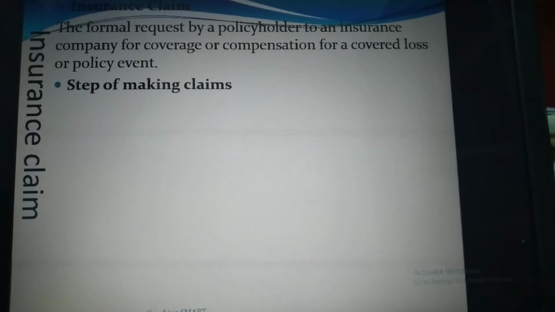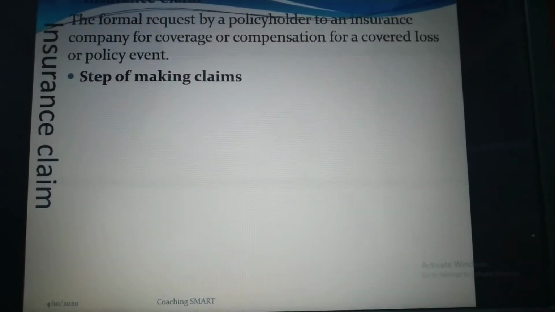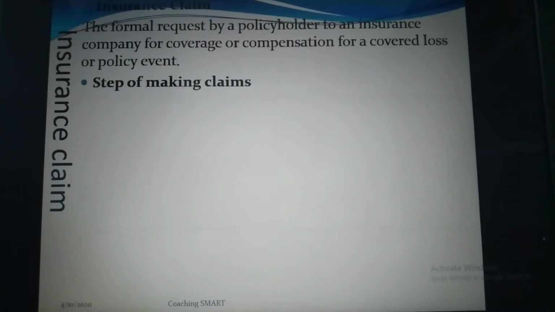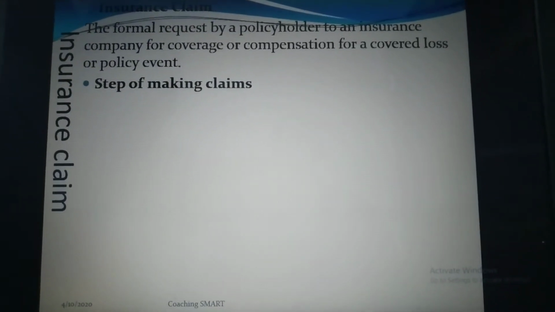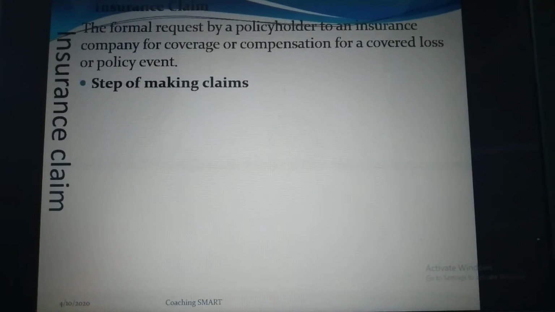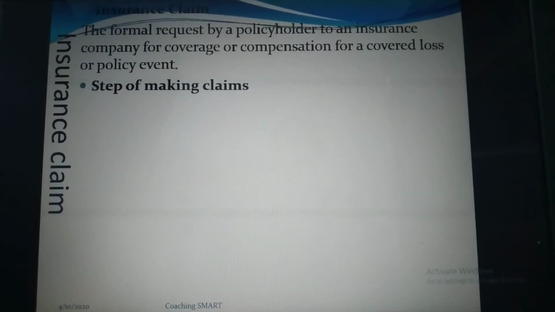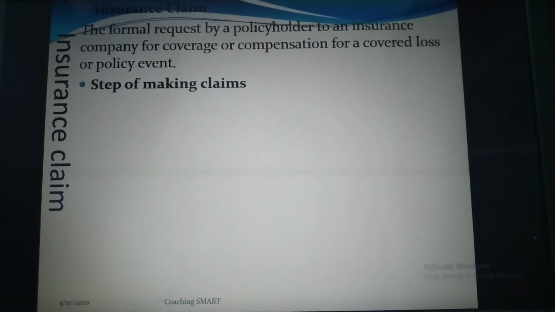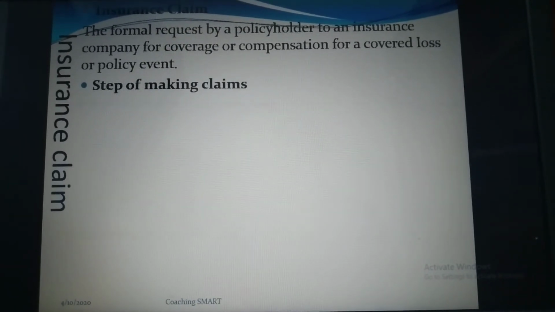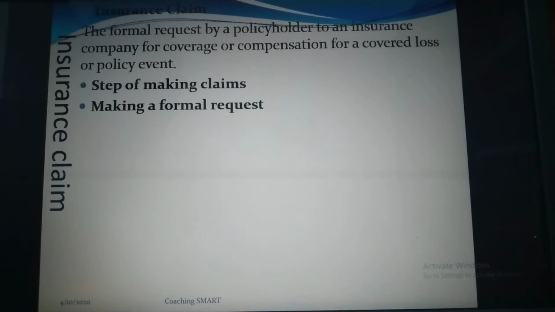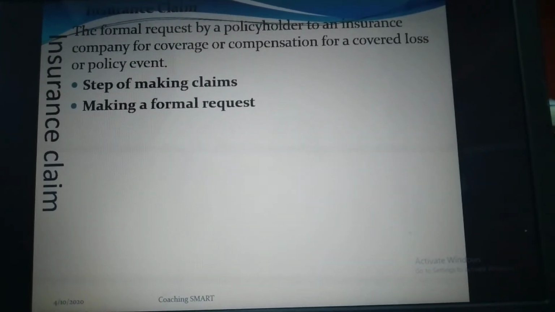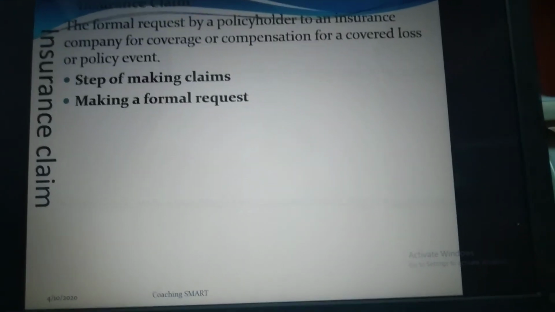Steps of making claims. Now remember, in insurance claim we have two parties. We have the insurer and then we have the insured. So in the event of risk, the insured must make a claim to the insurer. These are the steps which are normally followed. Number one, making a formal request. Make a request to the insurance company. And who makes the request? It is the insured.